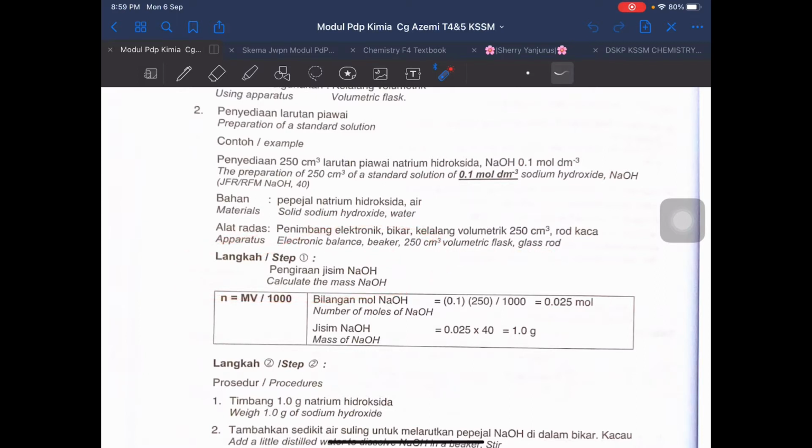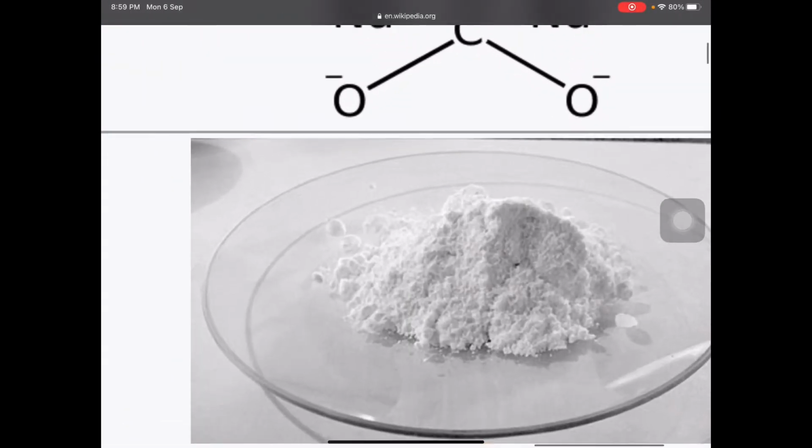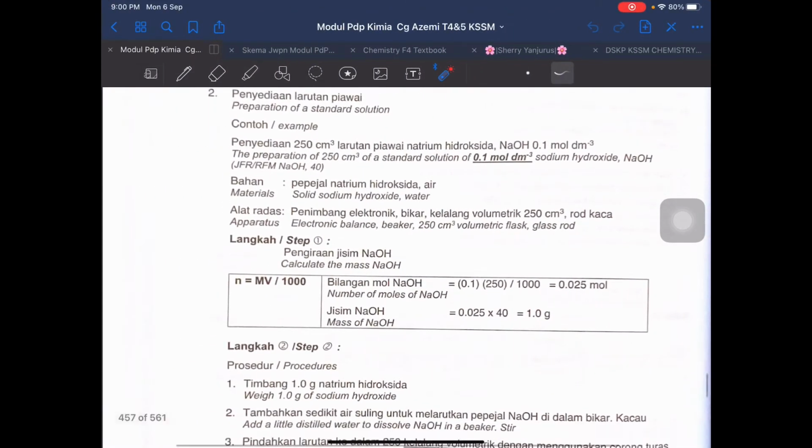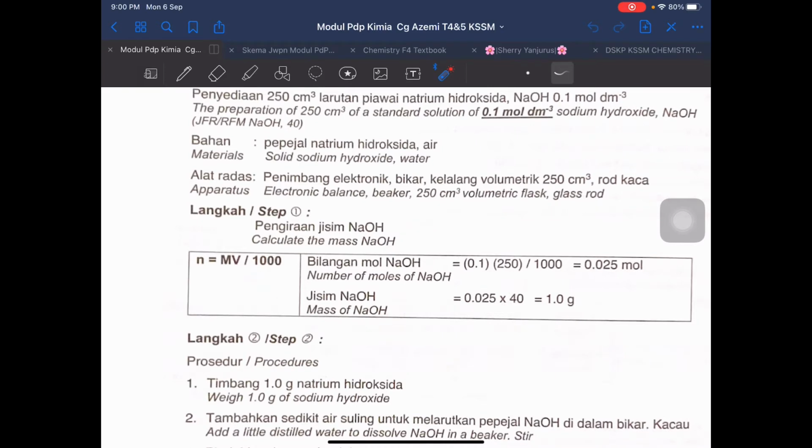Mesti mau pandai calculate the mass of sodium hydroxide by using this formula. That's the first thing because kamu punya bahan sekarang dalam bentuk pepejal. Okay, so we need to find the mass. Now, how to find the mass dulu? We use this n sama dengan MV. You still remember in our previous subtopic, n equal to MV, this one is actually mole. Bilangan mole. Number of mole.